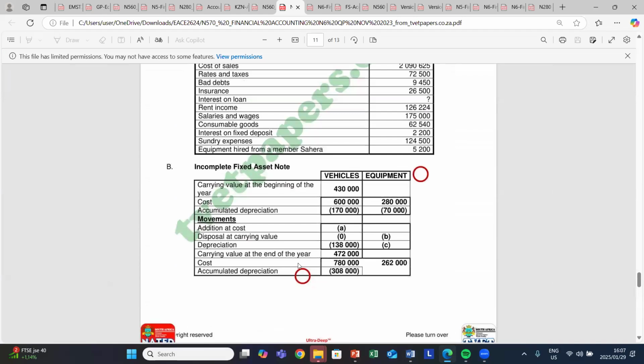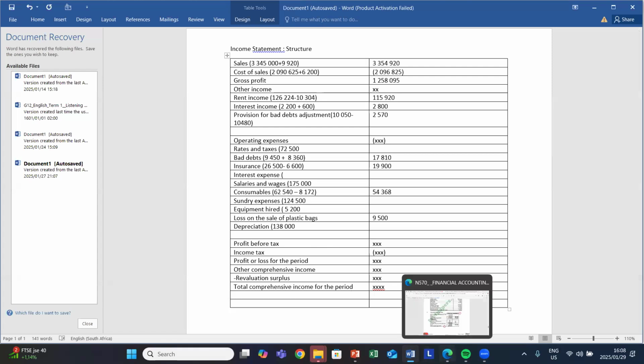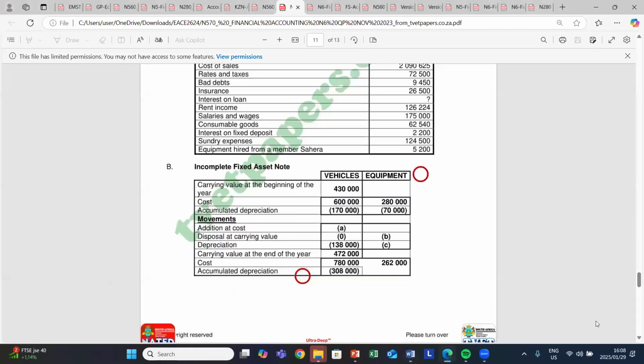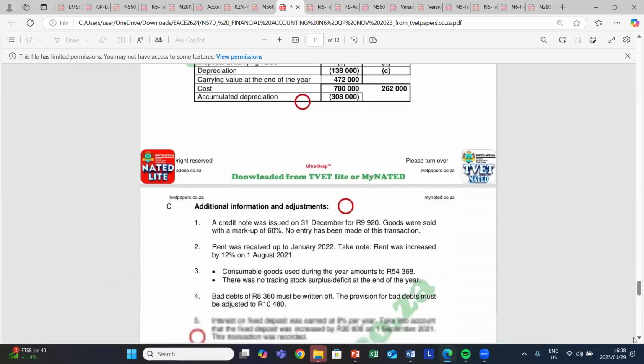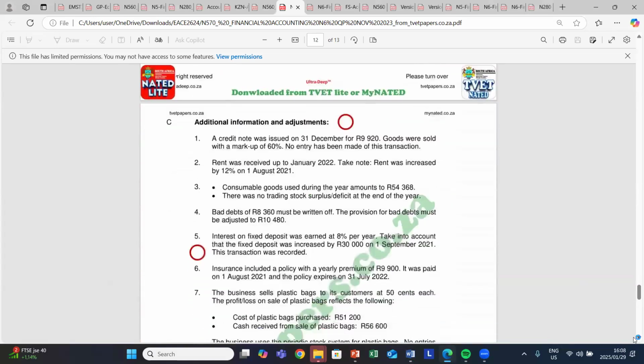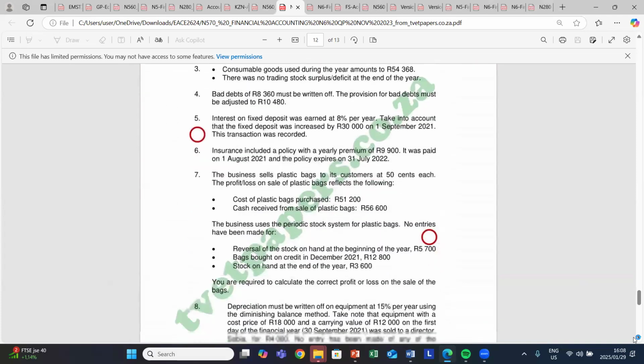Depreciation for vehicles, they did provide us with depreciation for vehicles. It's 138,000. Wow. Yes, depreciation for vehicles is 138,000. You have to calculate the depreciation for equipment. This one you will tell me. Remember, you have to calculate depreciation for bought, sold, and all the remaining.